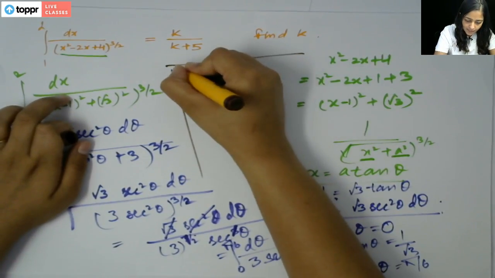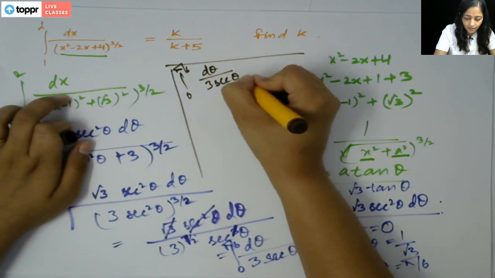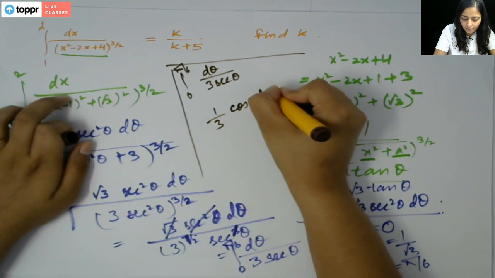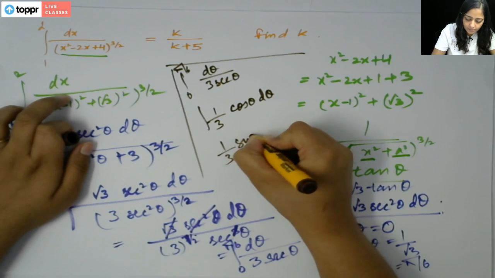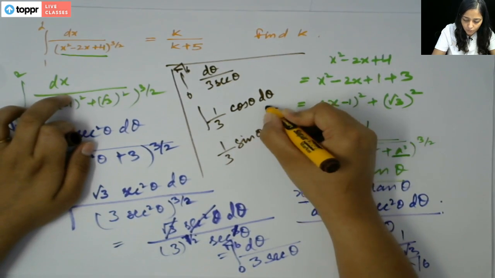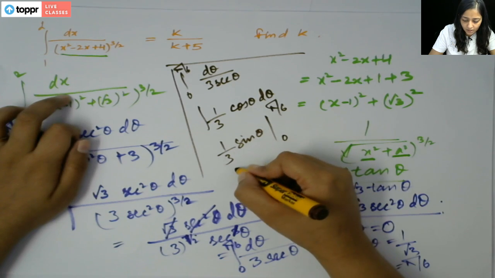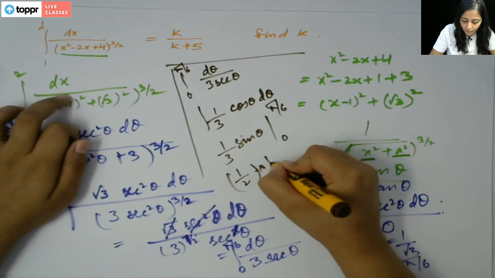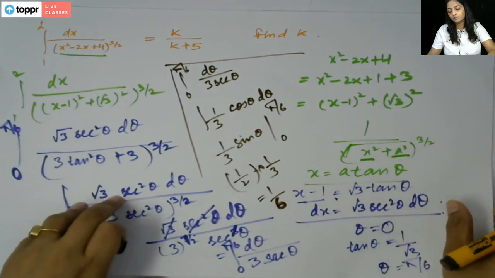0 to pi by 6 d theta by 3 sec theta, we can write it as 1 by 3 cos theta d theta. The integration of cos theta is sin theta, with the limit from 0 to pi by 6. Sin pi by 6 is sin 30, which is 1 by 2, and sin 0 is 0, multiplied by 1 by 3. So we get the answer to be 1 by 6.